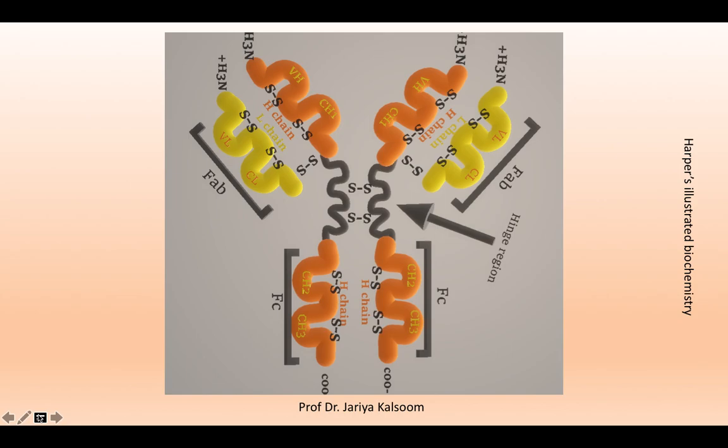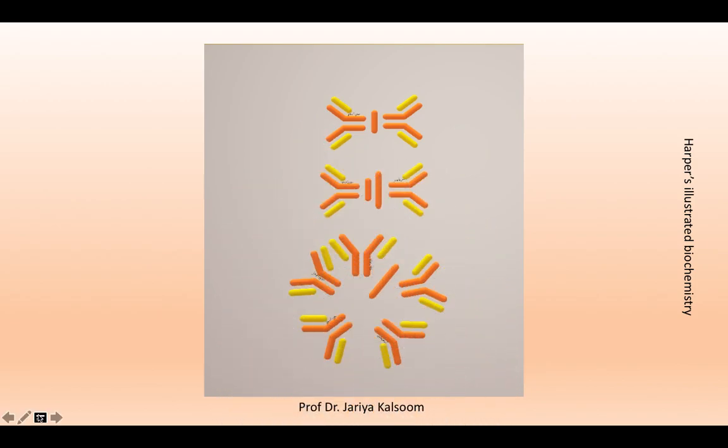Immunoglobulins are composed of multiple polypeptide chains. These are oligomeric proteins whose individual subunits are classified as heavy and light chains based on their migration during gel electrophoresis. Here the heavy chains are shown by the orange color and the light chains by the yellow color. Human immunoglobulins can be grouped into 5 classes abbreviated as IgA, IgD, IgE, IgG, and IgM.